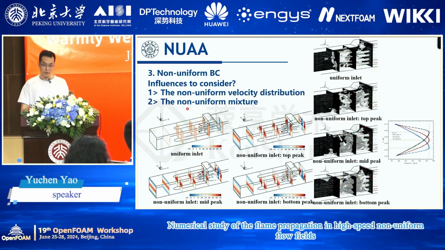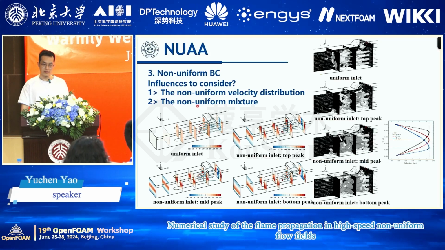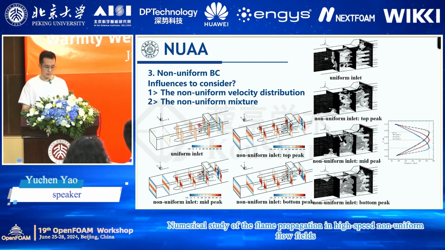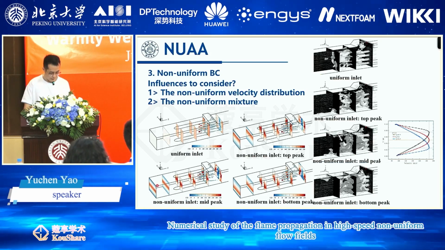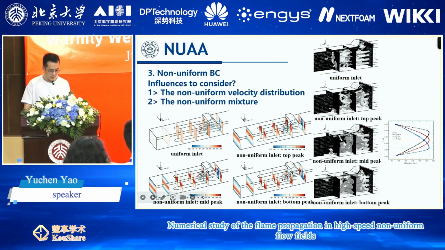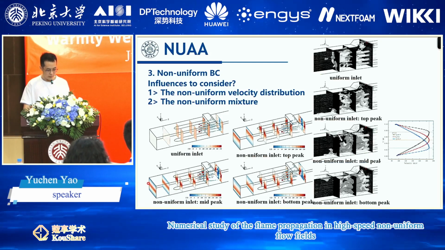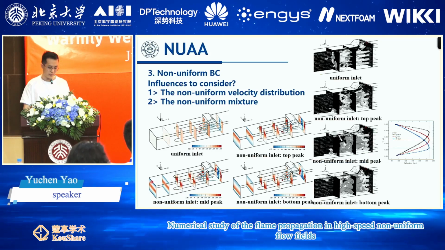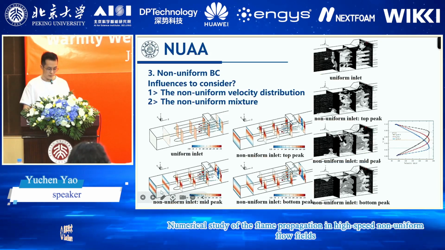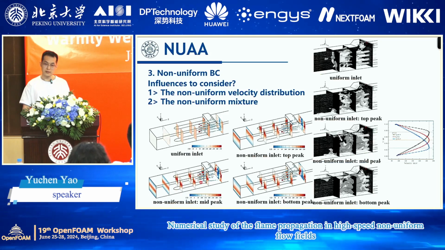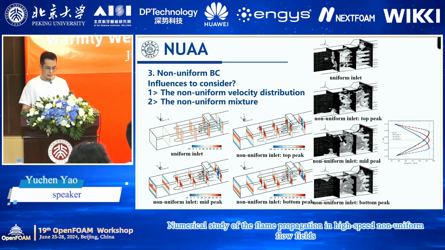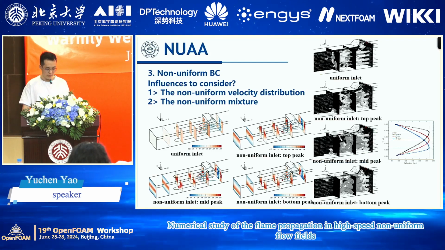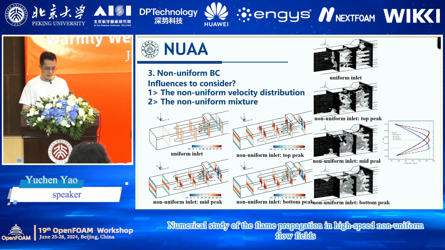The non-uniform velocity inlet can not only cause the non-reacting flow difference, but also have an equivalence ratio influence. Let's take the mid-peak distribution as an example. Most of the air is in the mid zone, and there is very little air at the top and bottom. But the fuel is all the same in the radial direction. So there is a very rich zone at the top and bottom, and a very lean mixture in the mid zone.